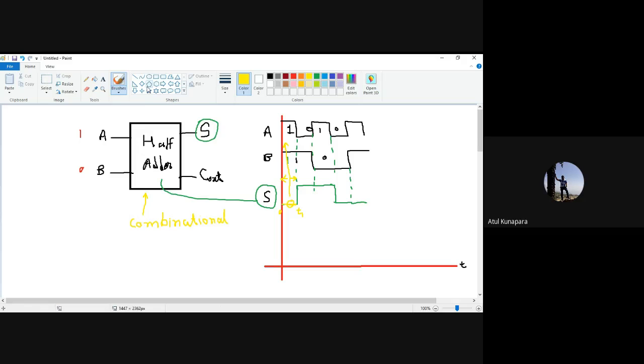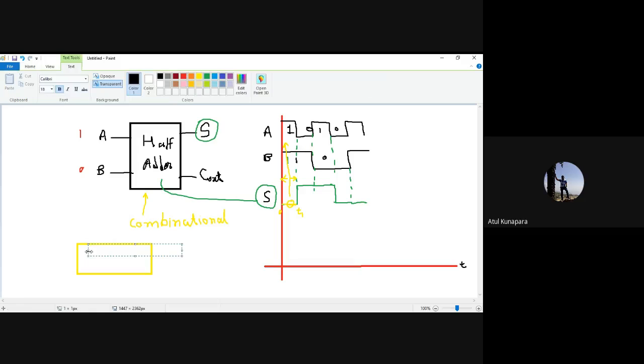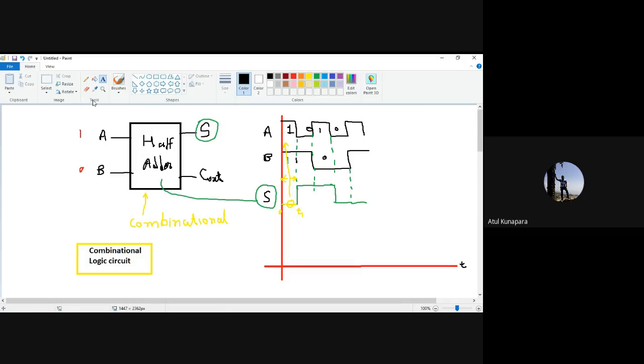So if I just draw the block diagram, in general you can say your combinational circuit can be represented like this, that this is your combinational logic circuit. What it will do, it will take the input here. Okay, so that is your present input here, and you will be getting the output from that circuit itself. So this is the part of your combinational circuit.